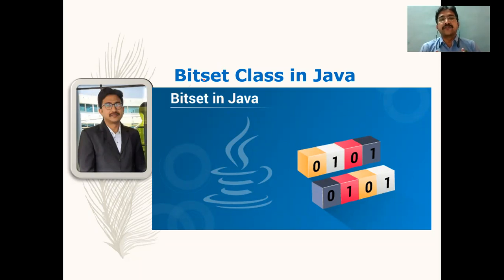For 3, it is represented as 1, 1. For 4, it is 1, 0, 0. For 5, 1, 0, 1. Like this, we can represent values also in the form of bits.